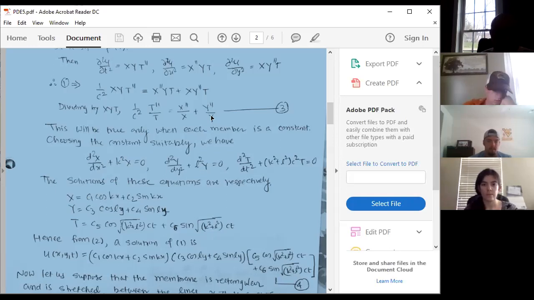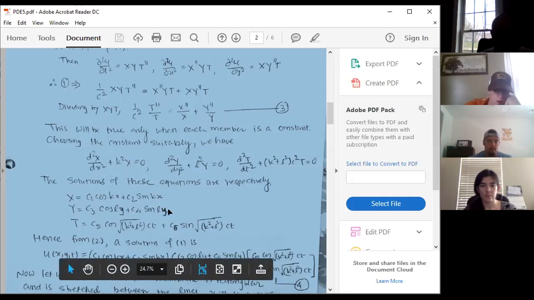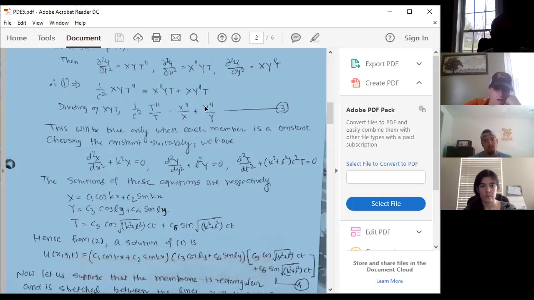As I told you, for this y, I would like to consider another constant L. So d square y over dy square plus L square y equals 0. So y equals c3 cosine Ly plus c4 sine Ly. This corresponds to k, and this corresponds to L. So k square plus L square is related to your t. So d square T over dt square plus k square plus L square times c square T equals 0. This c square is an additional factor. C square and capital T both go to the other side, so that's why it is the additional factor.